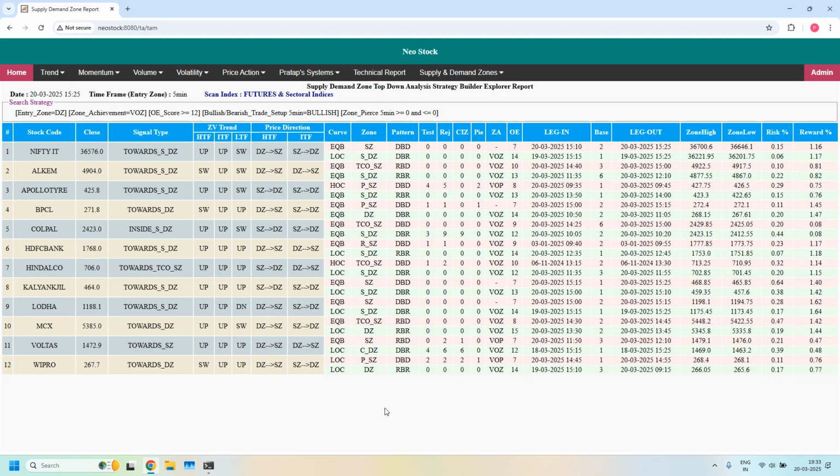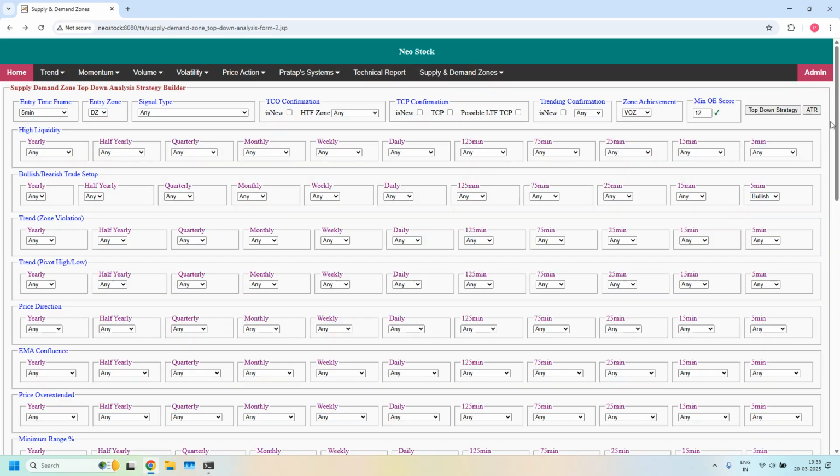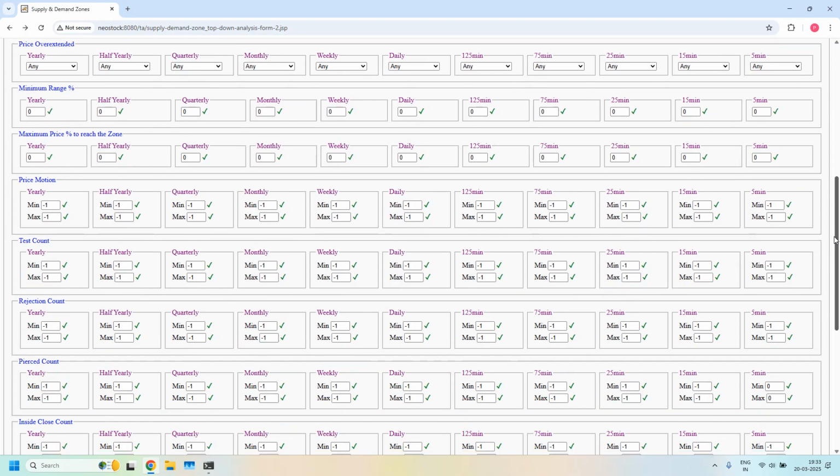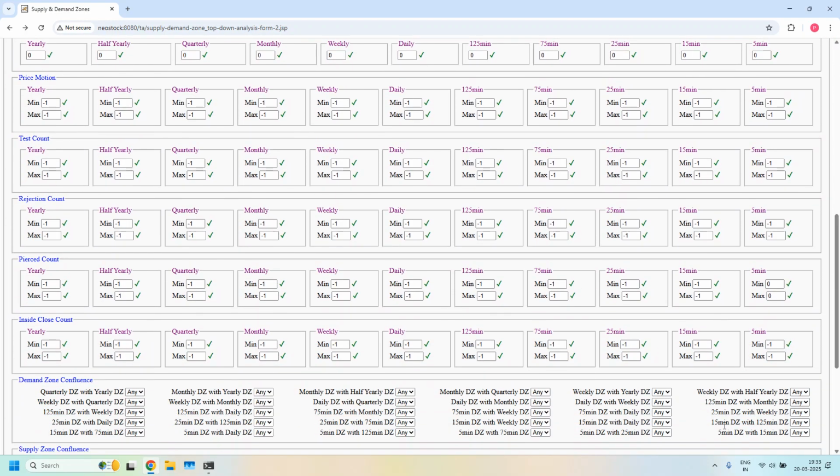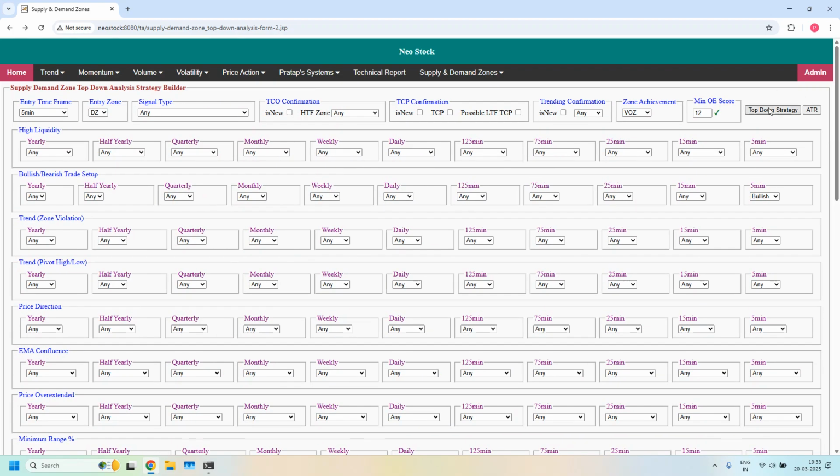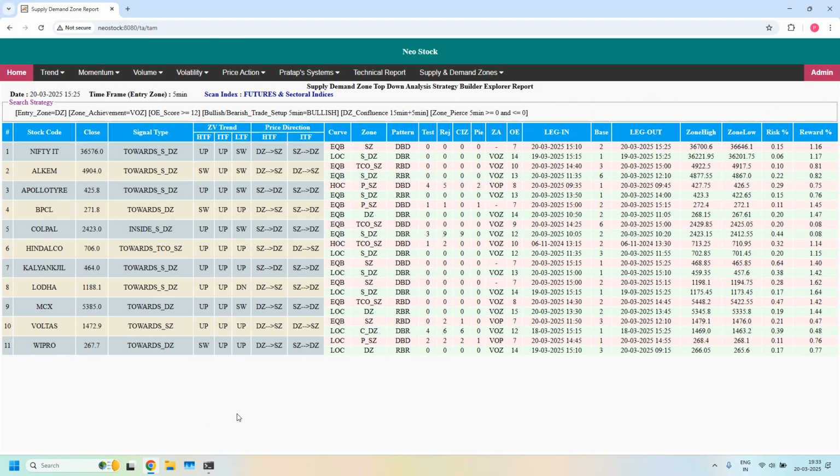So out of these 12, how many are having ITF confluence? Let us verify. That is 5 minutes demand zone with 15 minutes demand zone confluence. I am enabling that filter. With this filter, we got 11 stocks out of 12. 5-minute zones are overlapped with 15-minute zone.